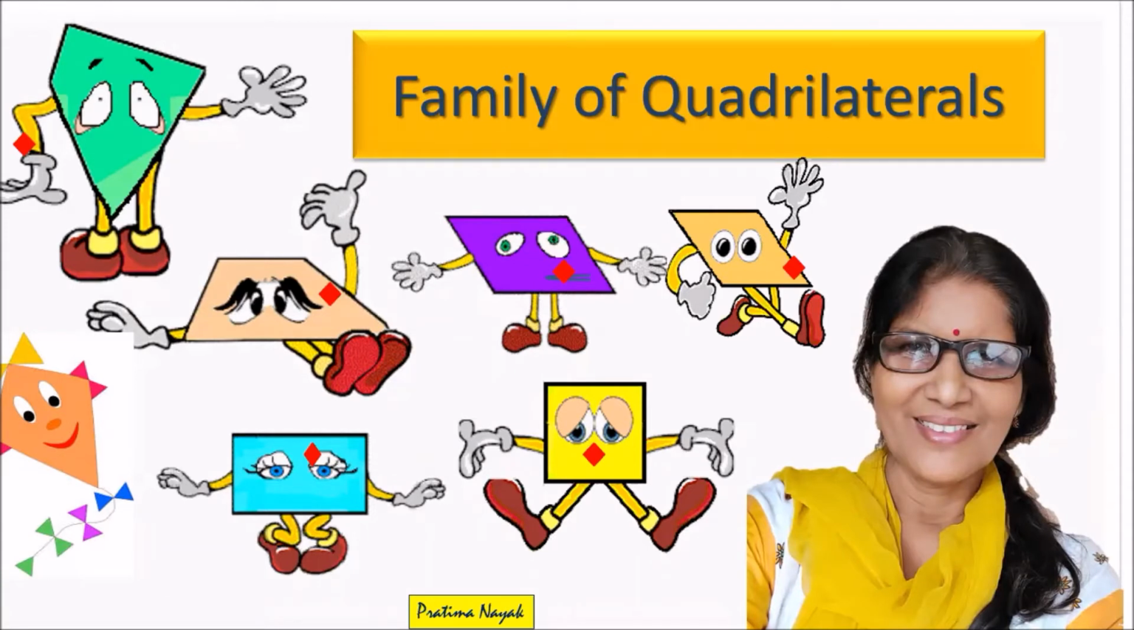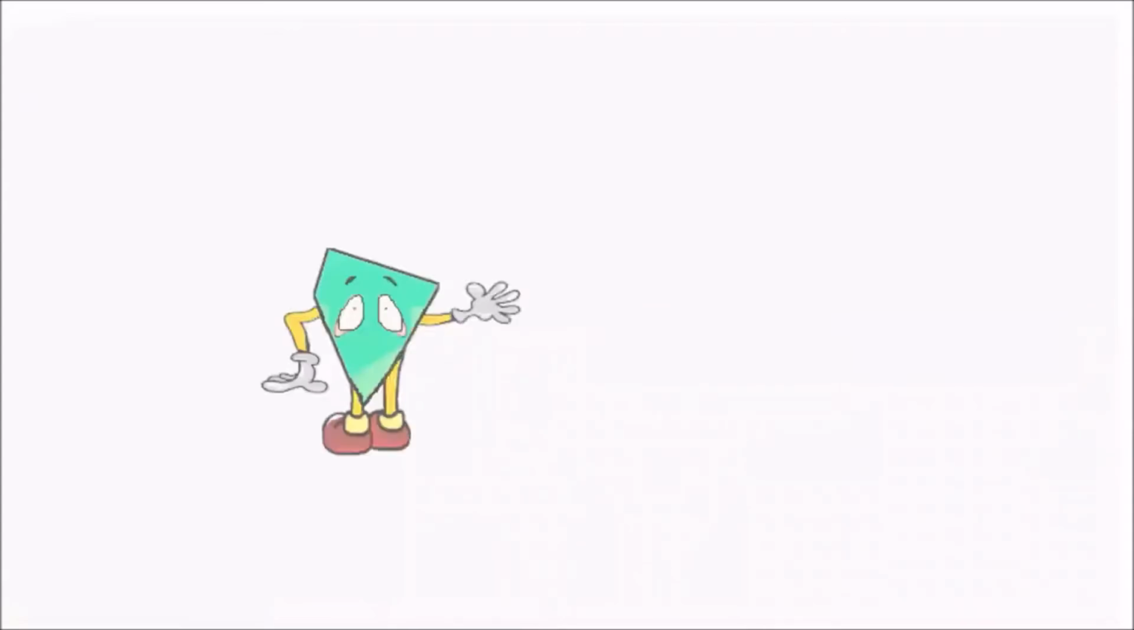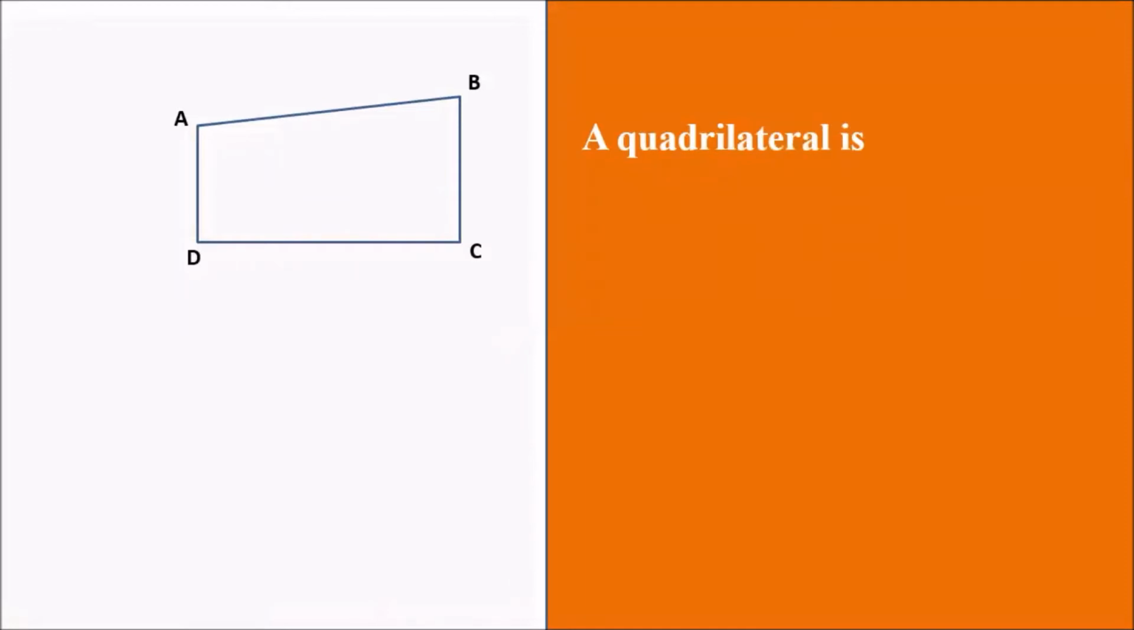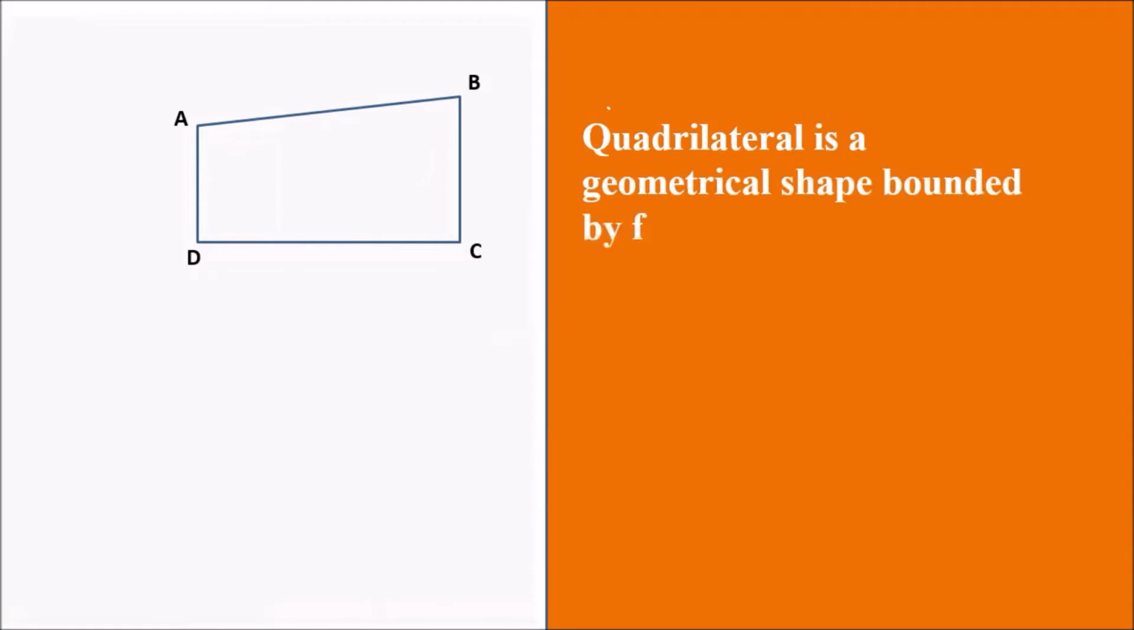Let us learn about the family of quadrilaterals. So, a quadrilateral is a four-sided polygon. It's a polygon with four sides, or we can say it is a geometrical shape bounded by four sides. So, you can see a quadrilateral in the picture. Its name is A, B, C, D.